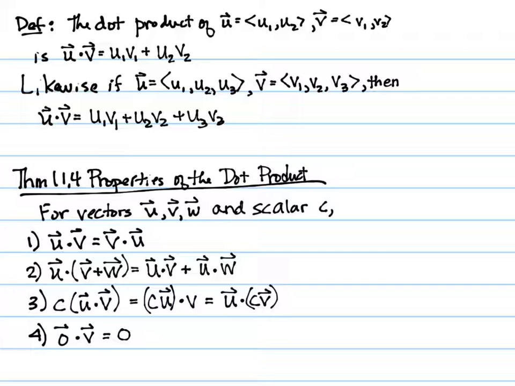All right, number 5. If I were to take the dot product of v with v, it's something you've actually seen before, but expressed a little differently. It's the magnitude of v without the square root or squared. So v dot v is the magnitude of v squared.